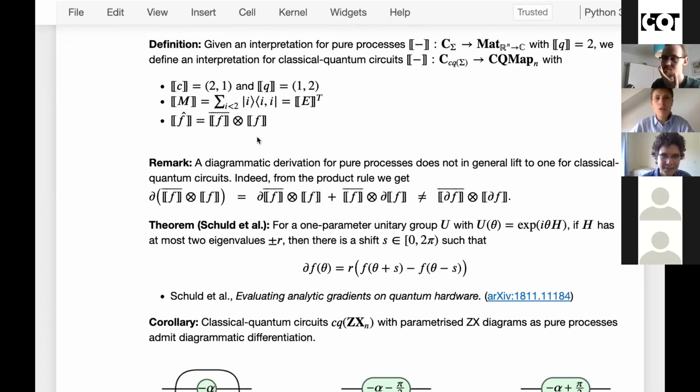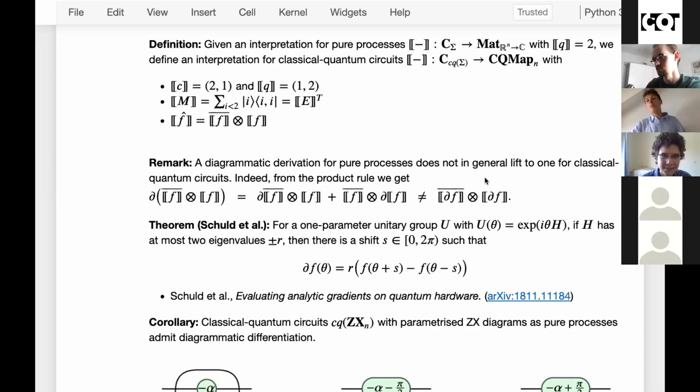So a remark: if we have a diagrammatic derivation for pure processes, we don't necessarily have one for classical-quantum circuits. Indeed, if we take the gradient of the double, it's not equal in general to the double of the gradient. So we need more, we need these equations that are called gradient recipes. And so here's the first theorem on these gradient recipes.